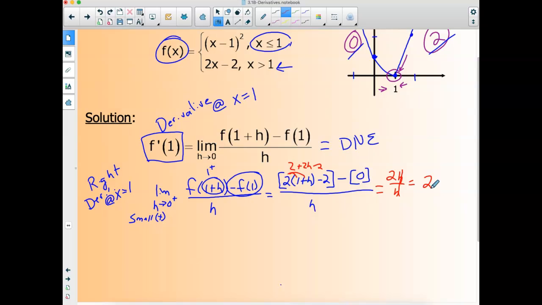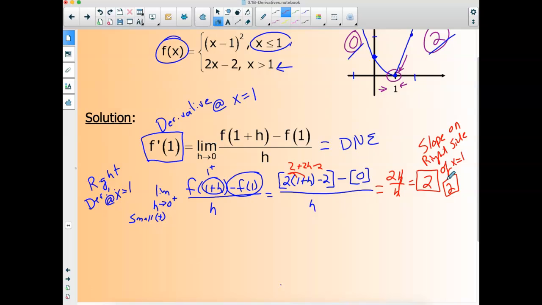Now, what's the limit as h goes to 0? It's 2. What does that mean? That means the slope on the right side of x equals 1 is approaching 2.